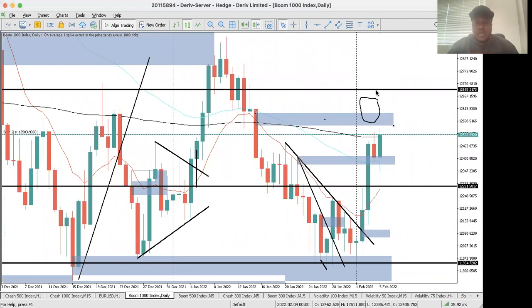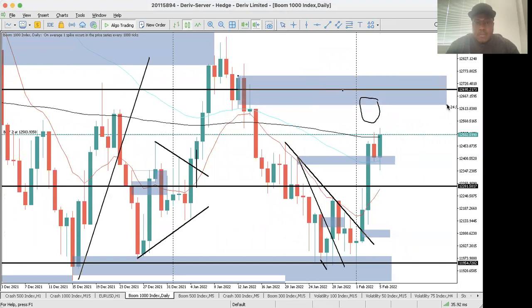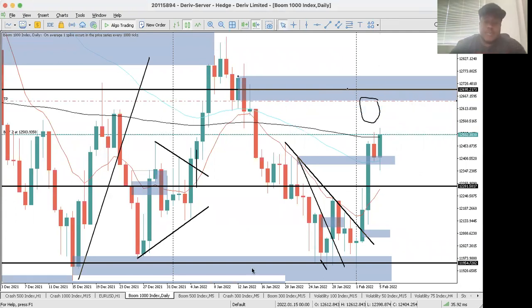Okay, daily shows that this price will actually push to this area. So I have my TP on 12,645. I should be able to catch at least 100 pips from that trade. But you know, we start scaling out on 50. Once you hit 30, 40, 50, you can scale out, then leave the rest of the positions running.